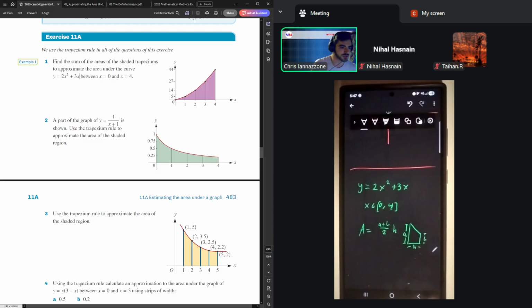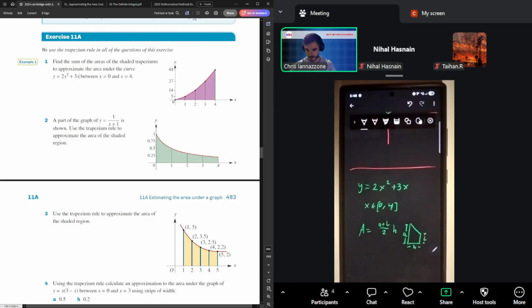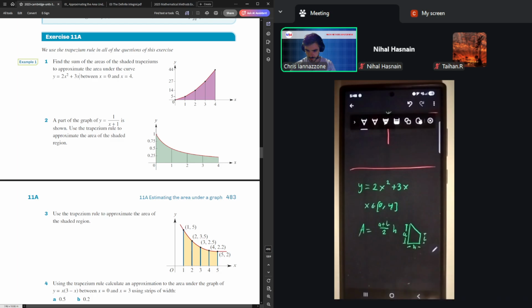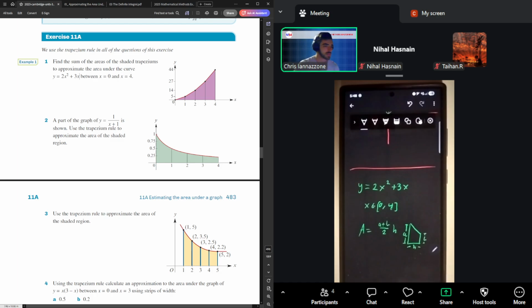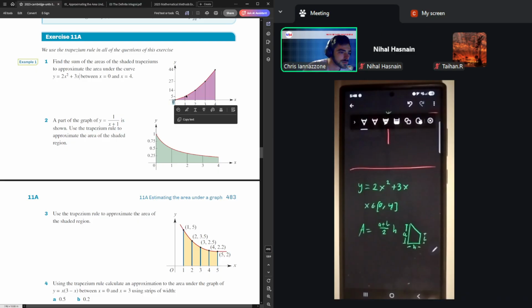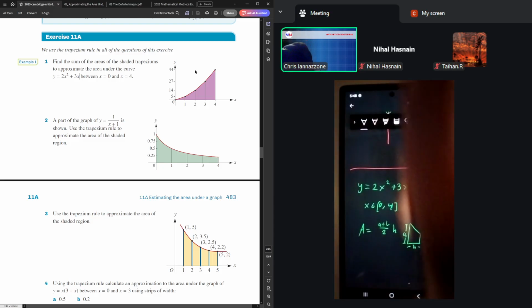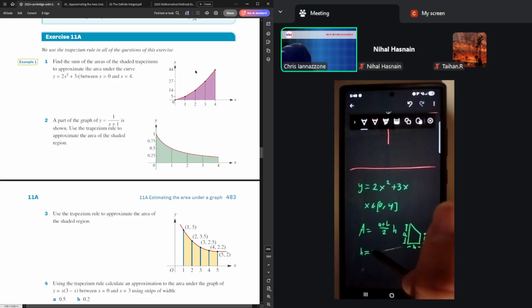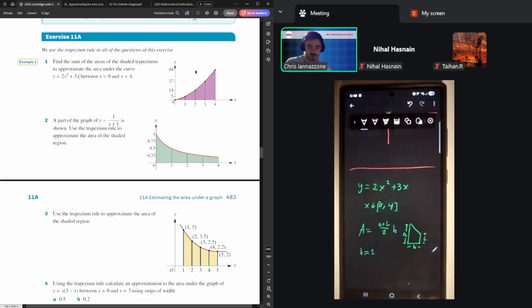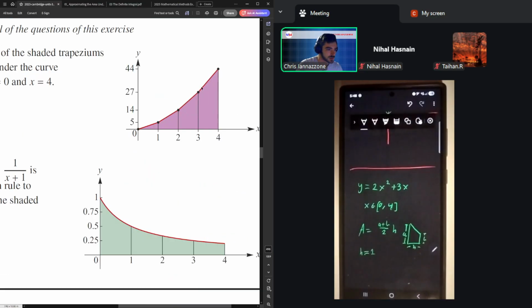Well, let's start with the widths of these trapeziums. The width is the easiest thing by far to find because it's consistent across all of them. What is the width of each of these trapeziums? 1. Yeah, absolutely 1. Right, so we have a spacing of 1 between them all, so in this case our h is going to be equal to 1. The a and the b values are going to basically be the heights of each of those trapeziums.